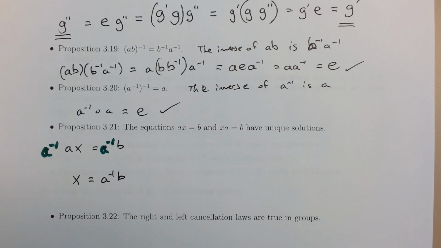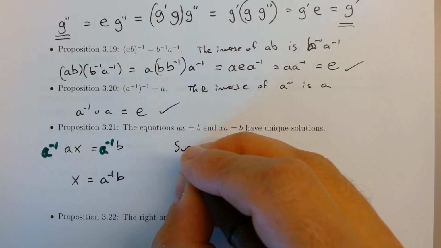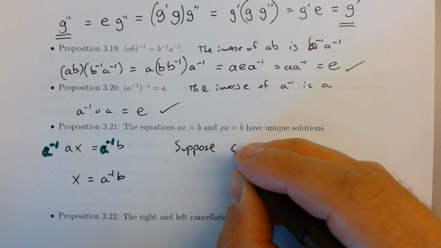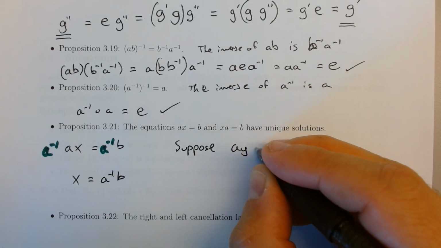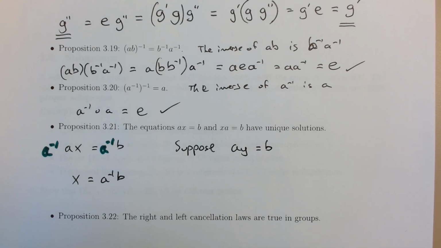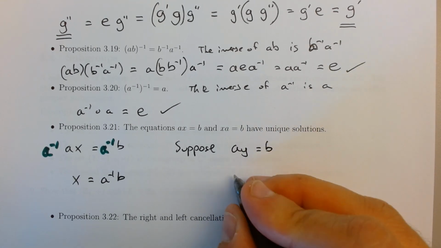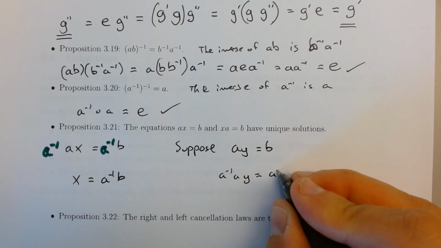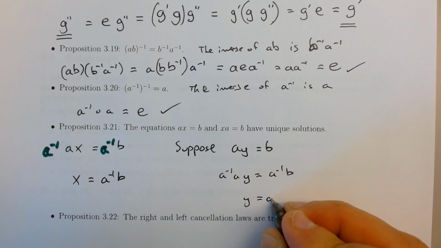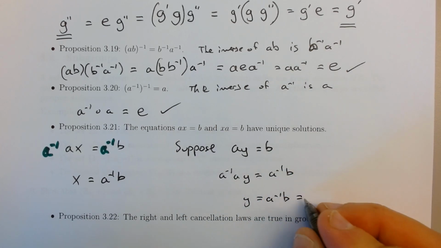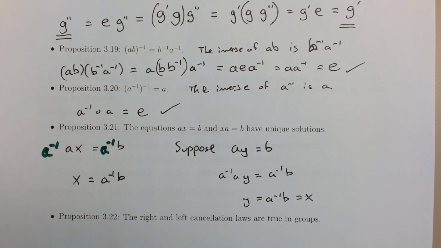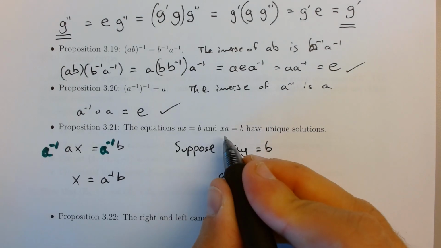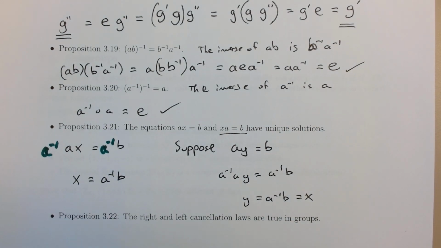How do I know this is a unique solution? So suppose I have another one. Suppose AY is also equal to B. I can do the same thing, right? I just multiply both sides by A inverse. And I get Y is A inverse B, but that's X. So there isn't a second solution. Any other solution you try and find is just going to end up being the same as that one. And I'll let you try this one as well. For that, you'd have to multiply again by A inverse, but on the right.